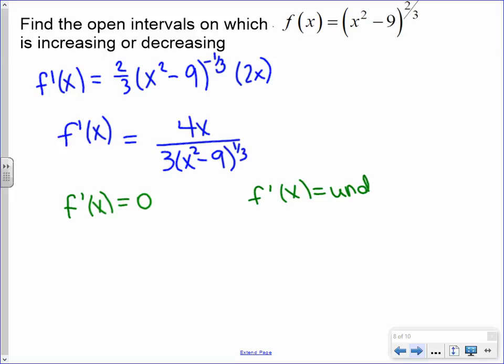Okay, so Abram, what do we do for our derivative being 0? Just the numerator equals 0. So when's our numerator equal to 0? 0. Great. Okay, Michael, if we want an undefined derivative, what do we need to do?